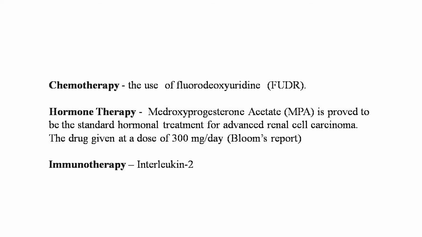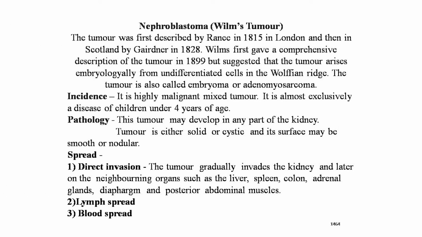Now the next point of this lecture is nephroblastoma, that is the Wilms tumor. The tumor was first described by Rance in 1815 in London and then in Scotland by Gairdner in 1828. Wilms first gave a comprehensive description of this tumor in 1899, but suggested that the tumor arises embryologically from undifferentiated cells in the Wolffian ridge. The tumor is also called embryoma or adenomyosarcoma.